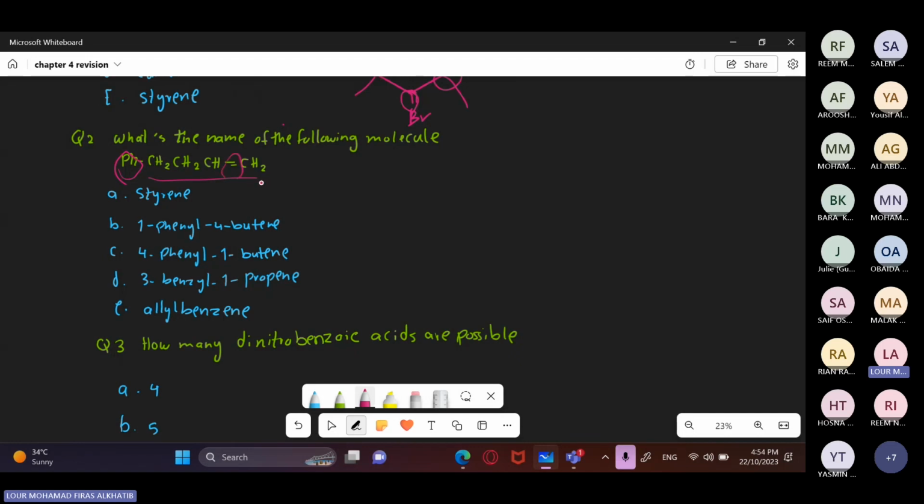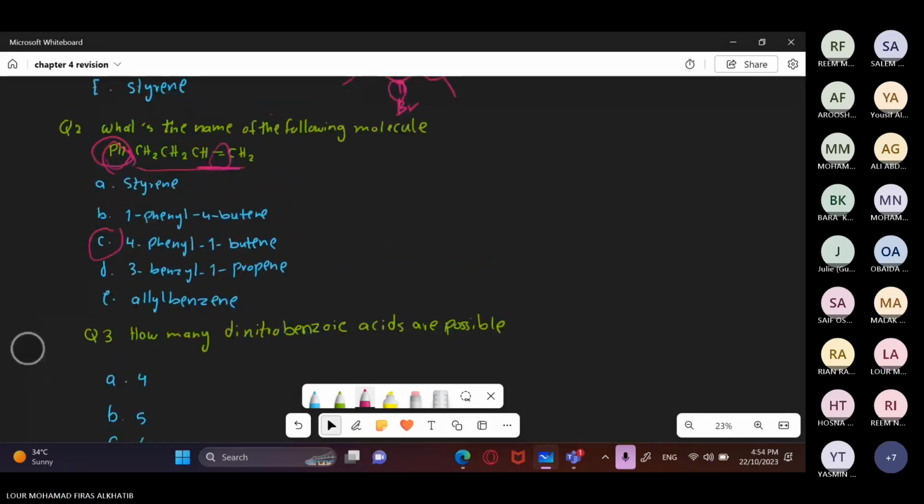So we start numbering this way, and we'll look at phenyl in this case as a substituent. So we number from here, 1, 2, 3, 4. So it will be 4-phenyl and then 1-butene, because we give the double bond the priority. This is really important. So it is C. Is it clear?